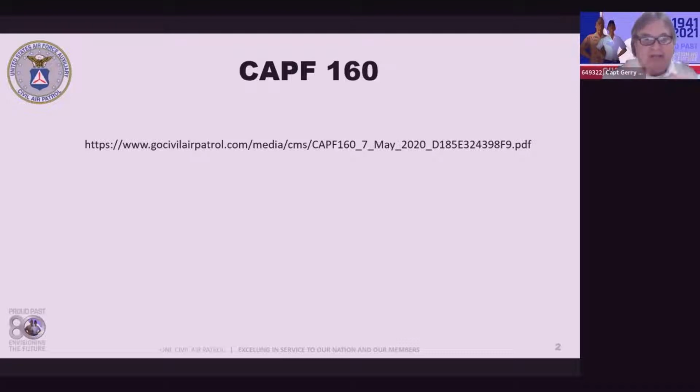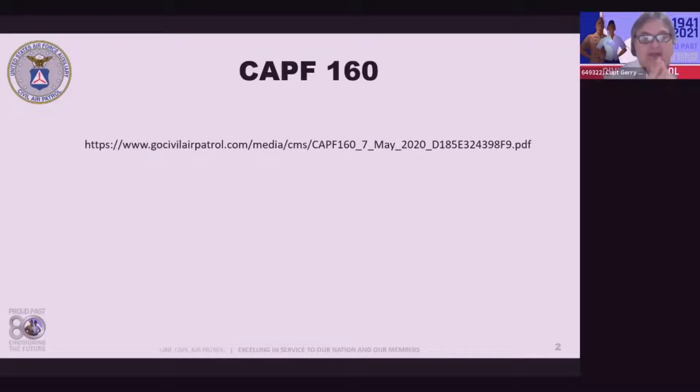So you can find it now at that address that I've listed on the screen, and I've also put that in the chat. And of course, you can always Google the form and get the link that way as well, or go to gocivilairpatrol.com and search the forms. So you've got several ways to get to it. The form looks a bit different, but the essential information it contains remains the same.